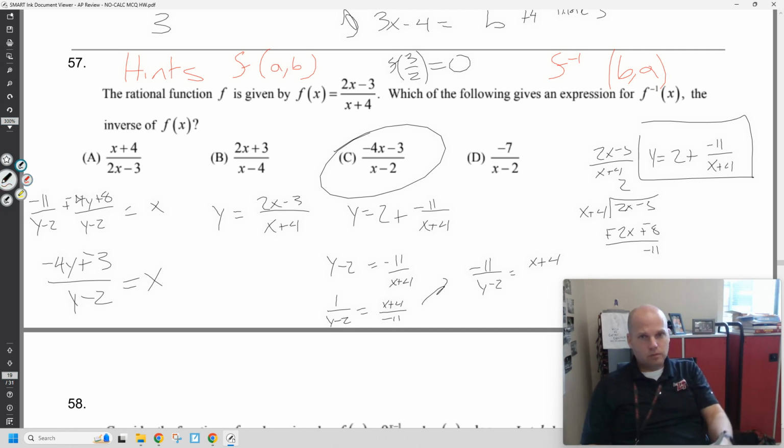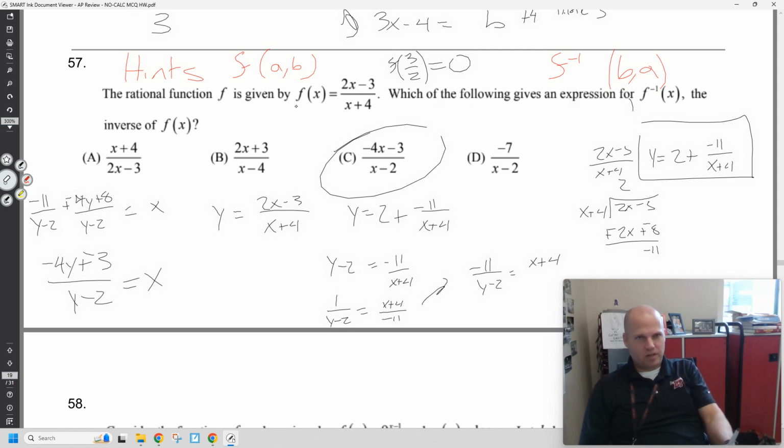f of 2 equals 1/6. f inverse has to have the point 1/6 comma 2. That one's going to be 1/6 comma 2. That's not the easiest one. Try to get a whole number. Plug in negative 3.